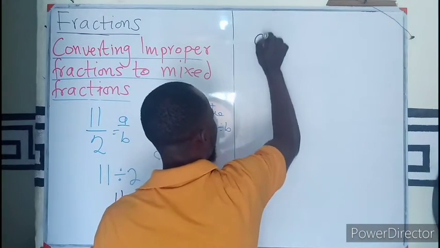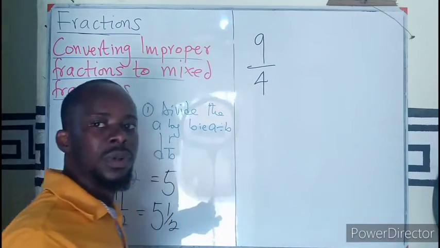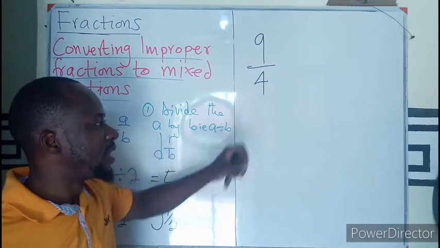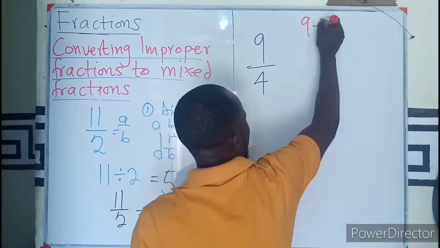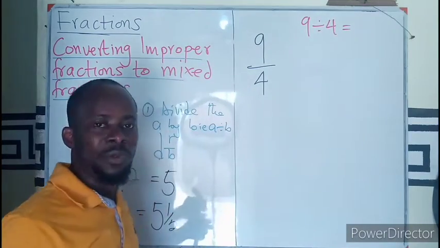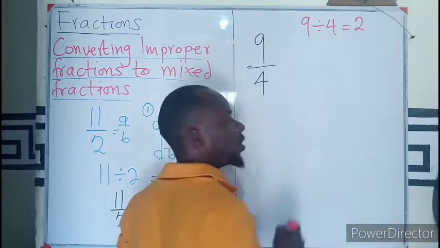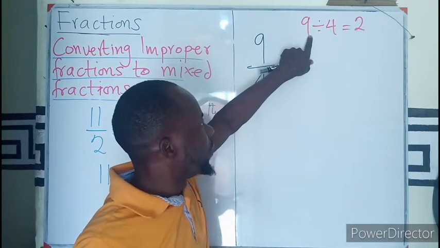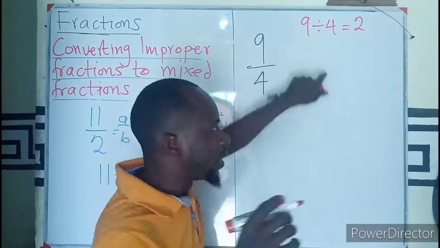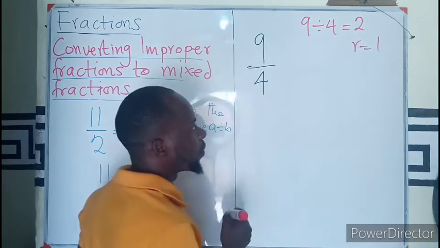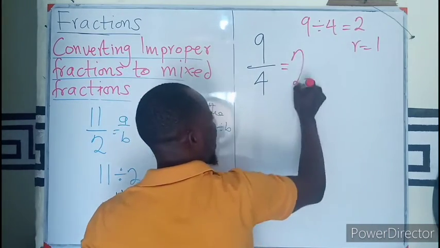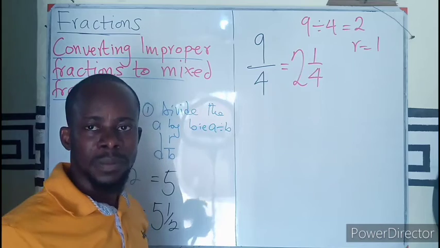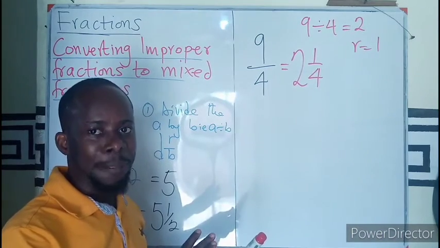Similarly, let's say we have 9 over 4. If you do 9 divided by 4, I believe we are going to get 2. Simply put, 4 times 2 is 8. If you subtract 8 from 9, you'll be left with 1. So our remainder is going to be 1. So this fraction will be 2 as a whole number, remainder 1 over our denominator. I believe that aspect is clear.